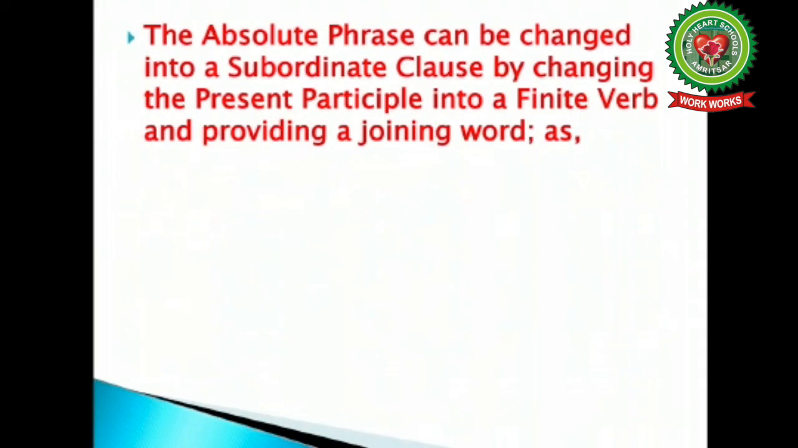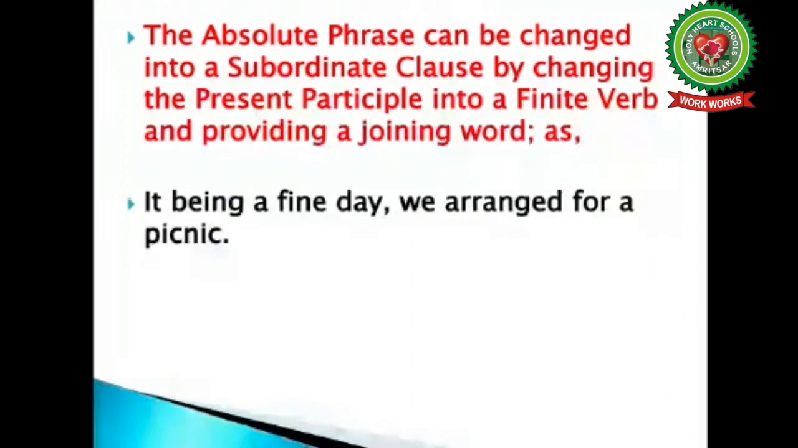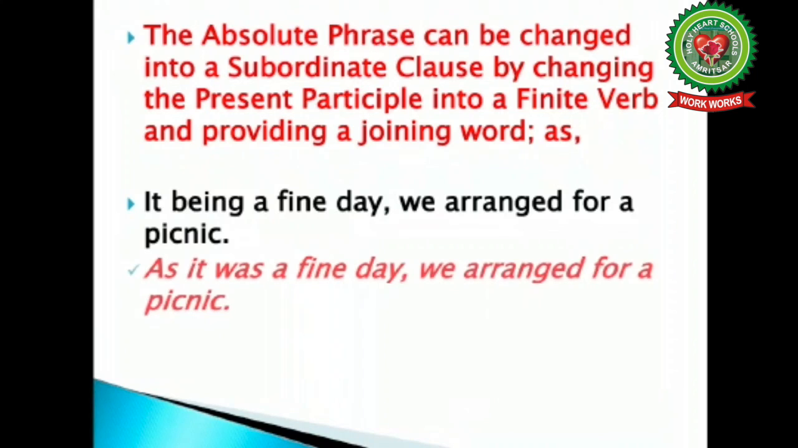The absolute phrase can be changed into a subordinate clause by changing the present participle into a finite verb and providing a joining word, as: It being a fine day, we arranged for a picnic. Children, it being a fine day is an absolute phrase. We changed it into a subordinate clause by changing the present participle into a finite verb. So what will be the answer? Yes, as it was a fine day, we arranged for a picnic.